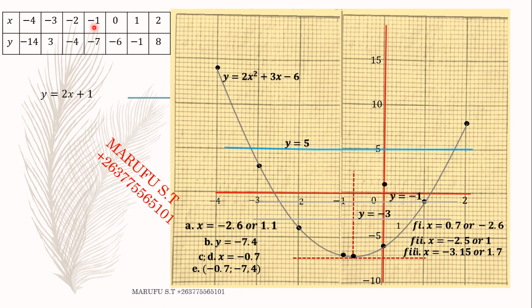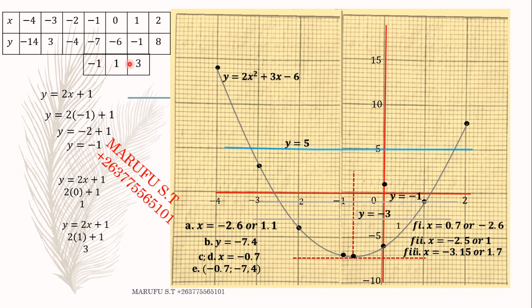I start by picking -1 here, substitute and say y is equal to that. And you substitute further. And then on another one, x is now equal to 0. You also substitute and you see that. You do that for 1 and you get that. So now you can see the new values for y are -1, 1 and 3. So I paste them here at my table of values.